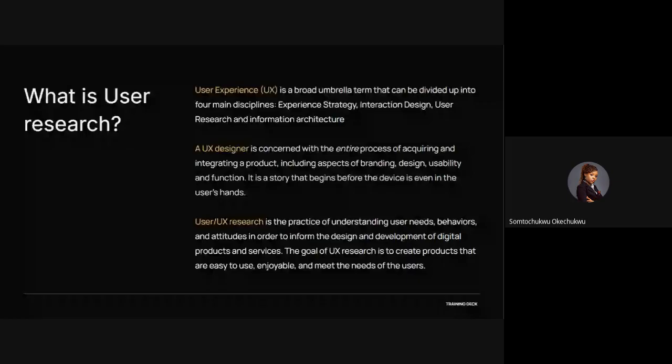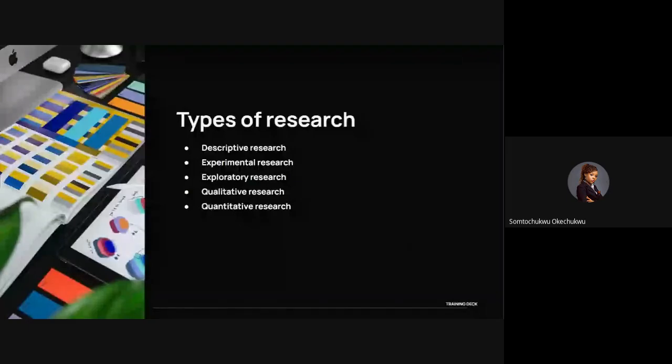Does anybody have any questions before I move to the next slide? If you're good, just give me a thumbs up. If you're confused, you can raise your hand. All right, thank you. I'm seeing hands everywhere. All right, so we are moving to the different types of research.